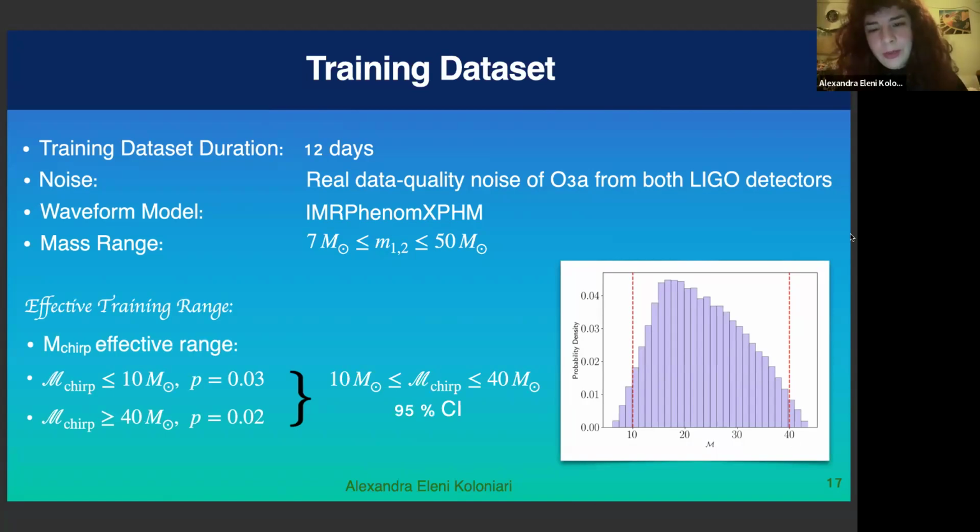Neural networks tend to learn better with uniform distributions. With a distribution like this, they tend to learn better the signals that are in the middle parts of the distribution, while they tend to ignore, or they aren't trained as well, to the signals that are in the outer parts of the distribution. So we consider the effective training range to be between 10 solar masses and 40 solar masses for the chirp mass, which is also the 95% confidence interval.